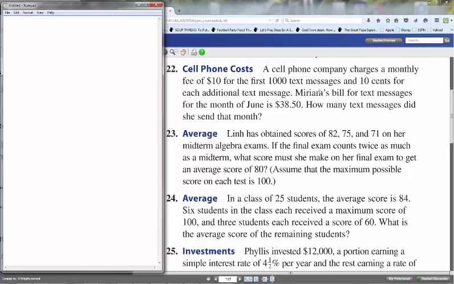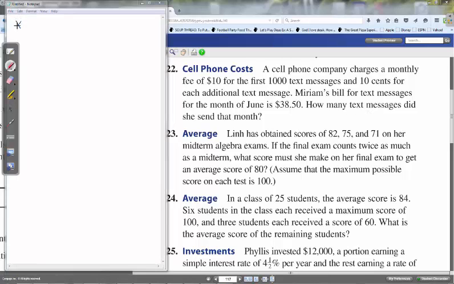She's always going to have to pay this $10. But she only has to pay that if she makes less than 1,000 text messages. If she makes more, she'll have to pay 10 cents for each additional one. So what really determines her bill is how many of these additional text messages she made. So that's the thing I really care about, so that's what I'm going to set my variable to be. Because if I want to find out how many full text messages, then I just add 1,000 to that number.